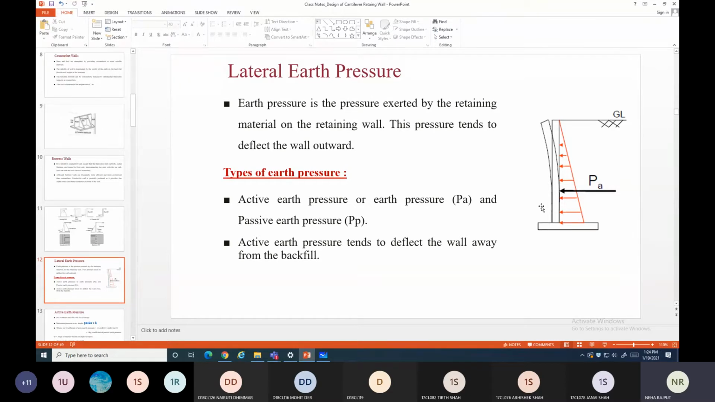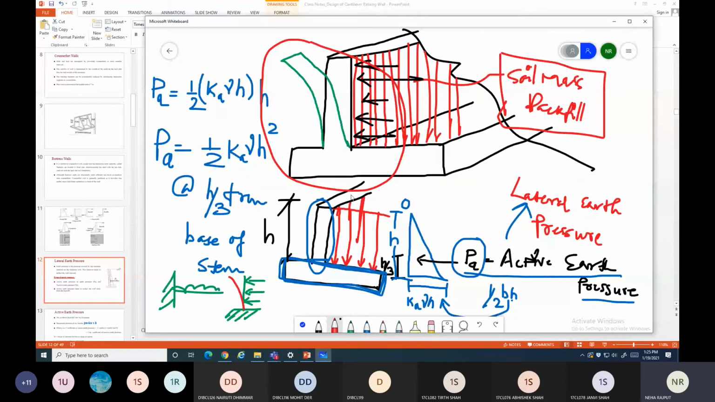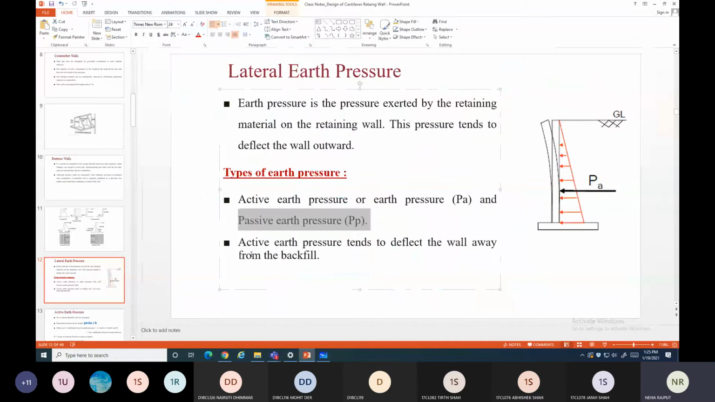This is not the lateral earth pressure for the whole retaining wall, but for the stem part only. Now there are two types of earth pressure. One is the active earth pressure and the second is the passive earth pressure. Where the soil mass is provided, that gives the active earth pressure, and on the opposite side, whatever pressure the wall faces is known as passive pressure.